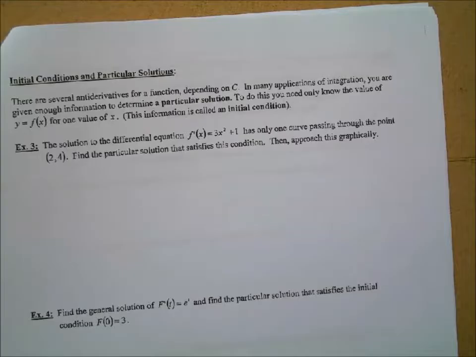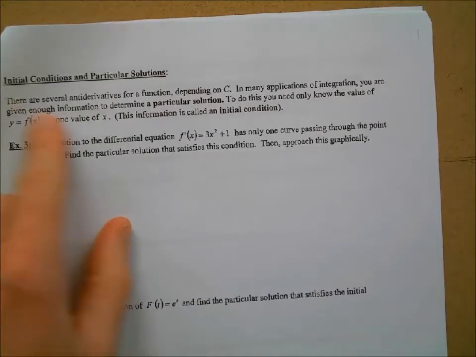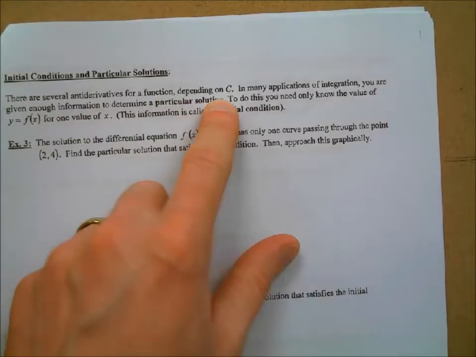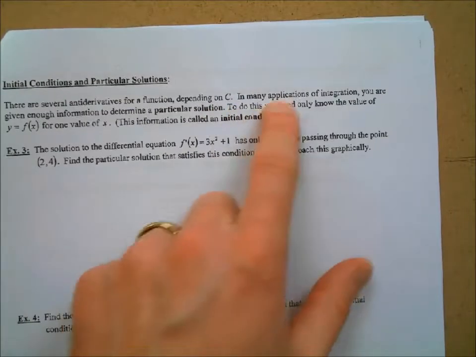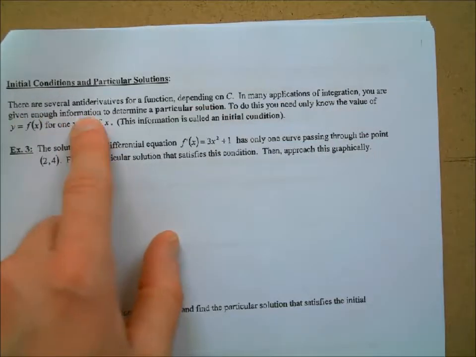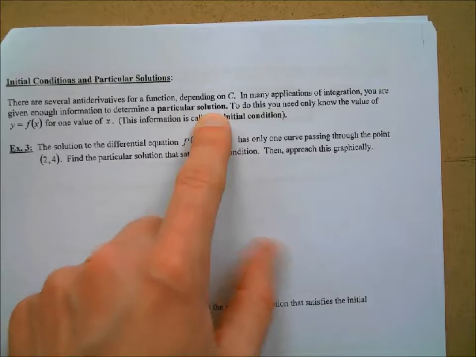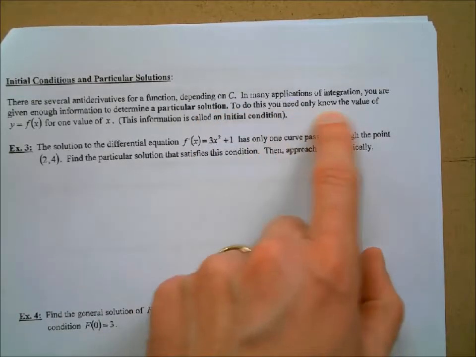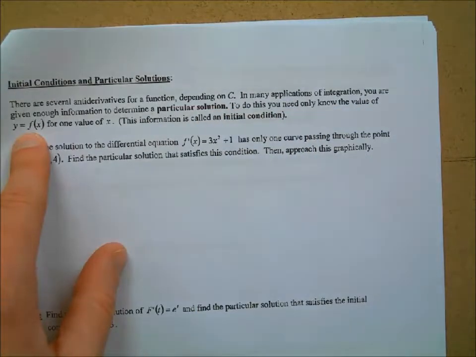So far, all of our solutions we've been finding have been general solutions. That means we have that plus c. There are several antiderivatives for a function depending on that c value, right? In many applications of integration, you are given enough information to determine a particular solution. To do this, you need only know the value of y equals f of x for one value of x.